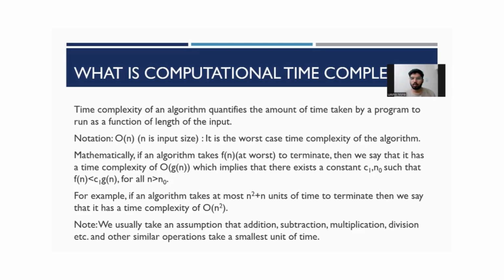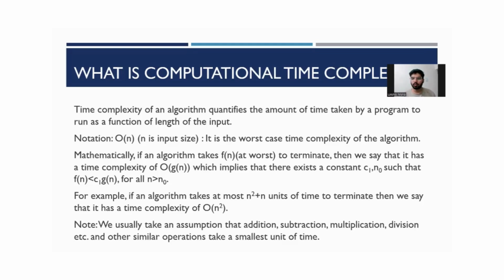If our algorithm goes through the whole list from the start to the end, that is the worst case. If the number is present at the last position of the list, then we have to go through the whole list to find that number, which takes the maximum amount of time, n units of time. So we denote it by O of n.